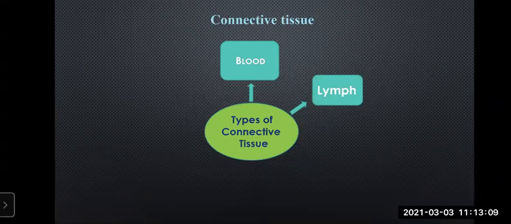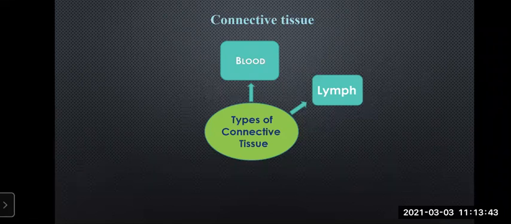Then you have lymph. Lymph is similar to blood, except it does not contain RBC. Blood contains RBC, whereas lymph does not contain RBC. Lymph is produced in specialized glands that are known as lymph glands. It contains WBCs and macrophages, which are fighter cells. Hence, it helps us in protecting our body from disease.